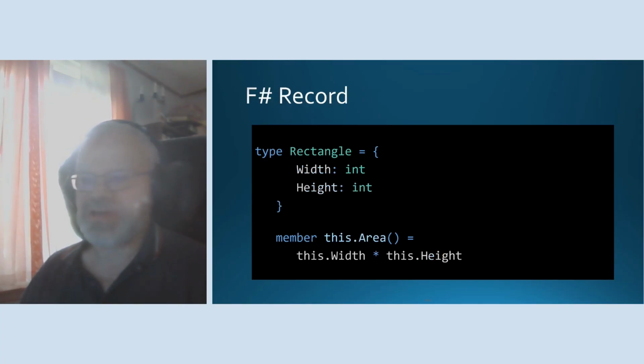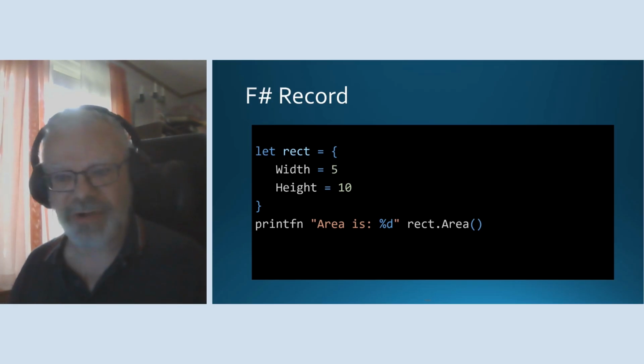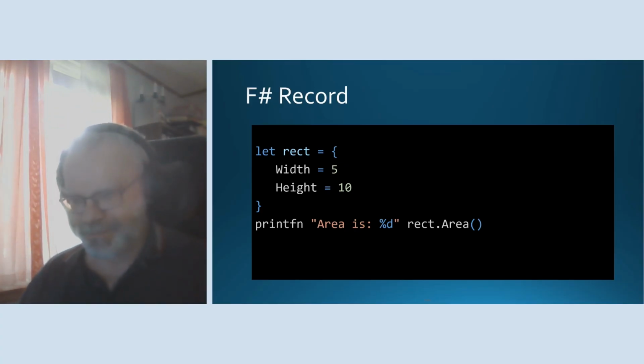And we can do the exact same thing in F#. We declare a rectangle with width and height. We add an area method that calculates the area, and we use it the same way. Declare a variable rect with width 5 and 10 here, and we call rect.area to call that function. Same thing.